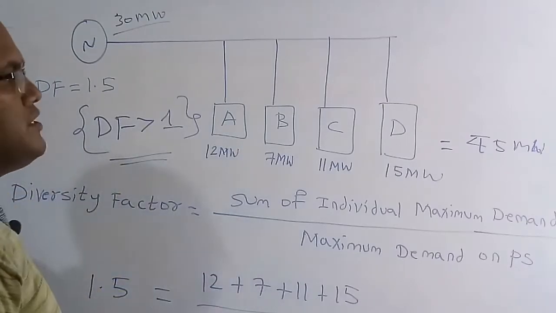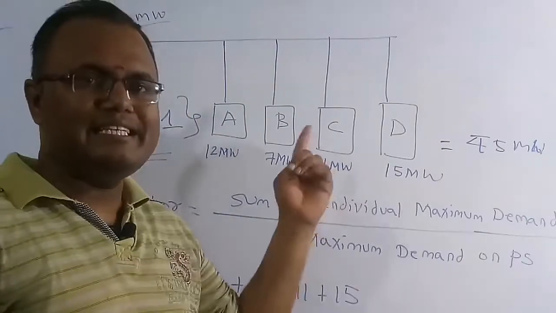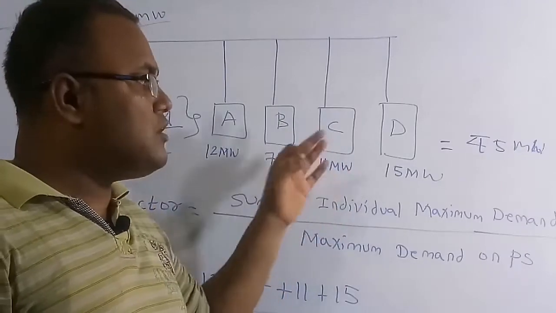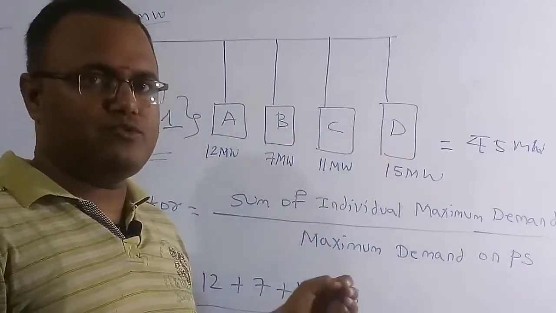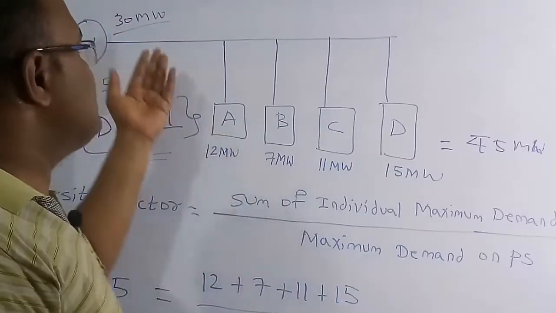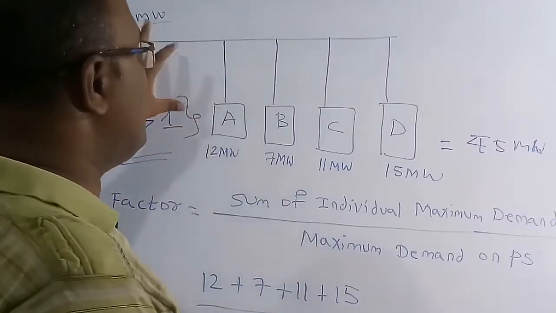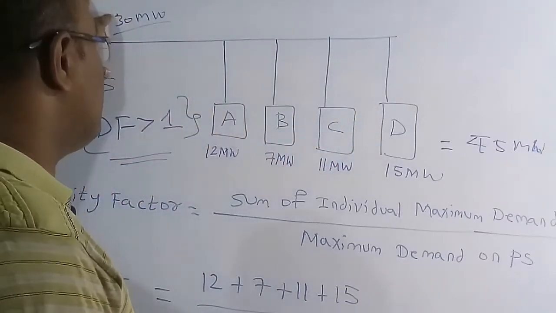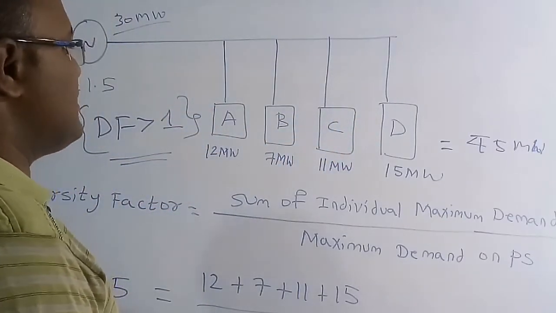These are the important points that you always have to remember. It is less than 45 because it is not possible that all the loads are going to turn on at the same time. Because of that we can say 30 megawatt is the maximum demand that the power station is going to receive from all these loads at a diversity factor equal to 1.5.